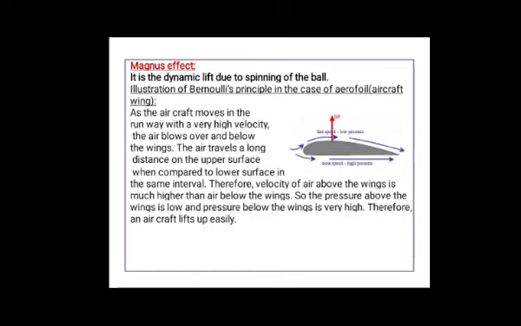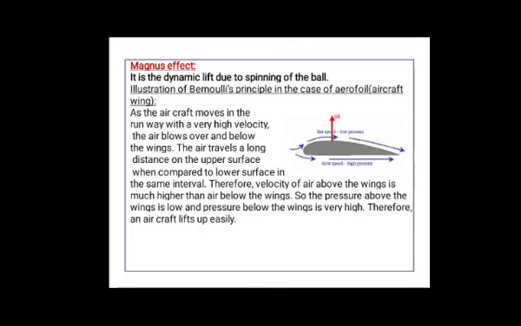Now, let us take an illustration of Bernoulli's principle in the case of an aerofoil, that is the aircraft wing. This is one cross-sectional view of a wing. According to Bernoulli's principle, the pressure of any fluid decreases with increase in speed. This fact is used in designing aircraft wings. If you observe the figure, the curvature of the upper surface is more than the curvature of the lower surface.